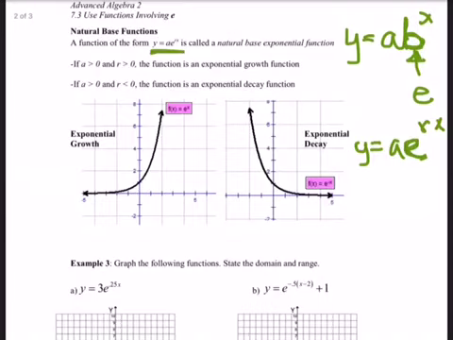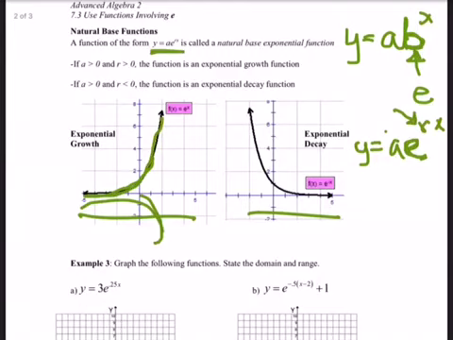So if I have a negative exponent, meaning this r value here is negative, I will have decay. If it is positive, I will have growth. And that's assuming that a is positive. If the a value is negative, it's going to take this graph here and just flip it so that it opens down instead, and it's all under the x-axis.